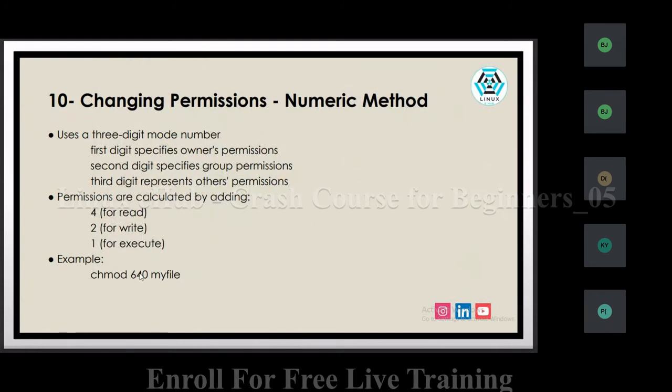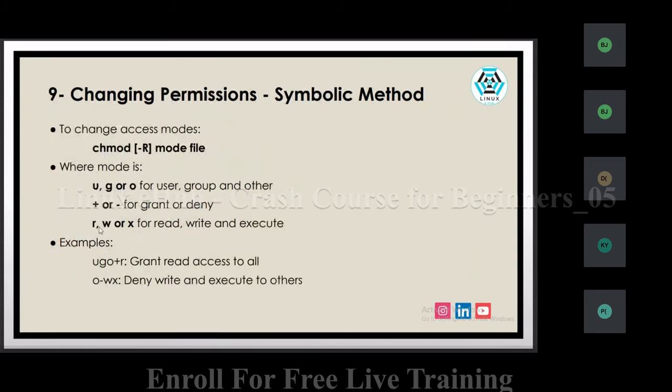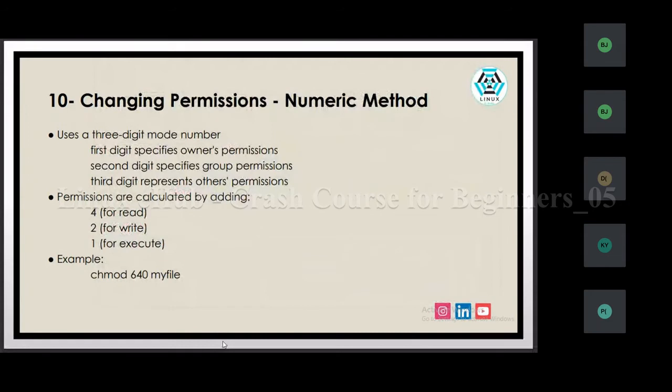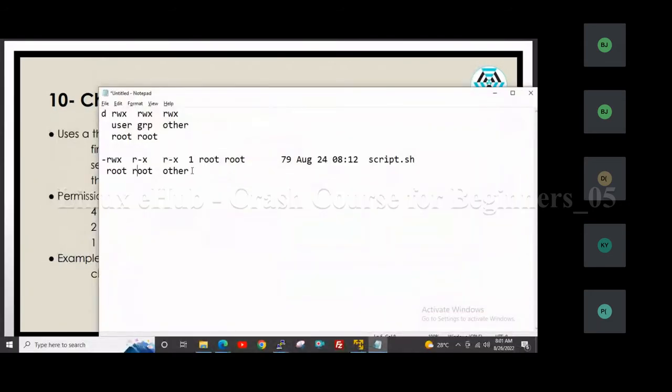Then chmod 640 myfile. This is the numeric method. Previously we learned how to give the permission in the symbolic method. Now we will try with the numeric method. Let me clarify here.